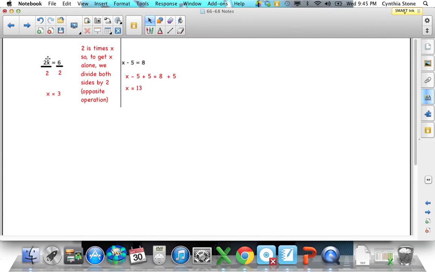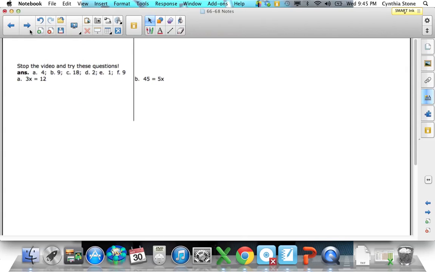Same thing, this is the exact same question we just did. 2x equals 6. Well, divide both sides by 2, because x is multiplied by the 2, and you get x equals 3. And similarly, x minus 5, I'm going to add 5 to each side of the equation. So x equals 13. And if you just think about that again, 13 minus 5 is 8. It just makes sense. So the next thing I want you to do is to try these questions.